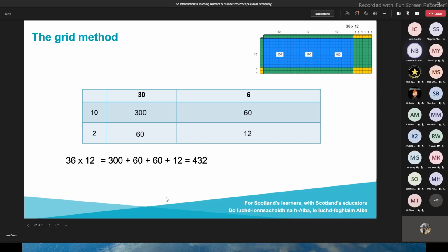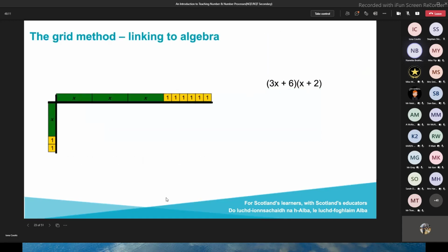So building on that concrete representation, we can link it again to the grid format. So even if learners have moved on, after using this as an introductory step, and even if they have then moved on to using the standard algorithm, returning to some examples provides a good lead in to the next stage in algebra when we are multiplying two linear expressions. So we can see in this example that the process here is identical to the previous example where we did 36 multiplied by 12.